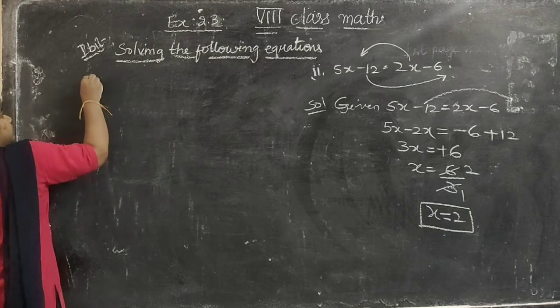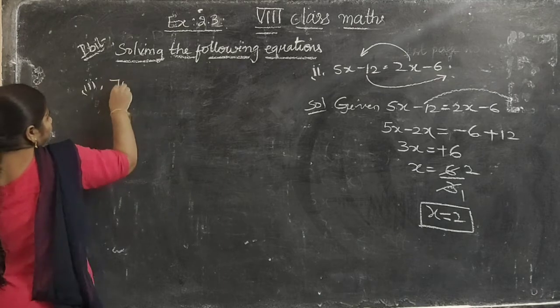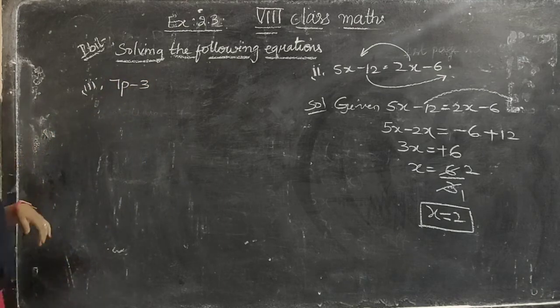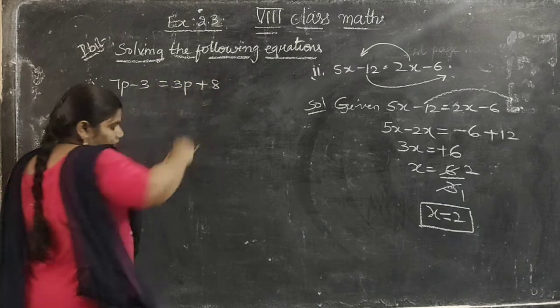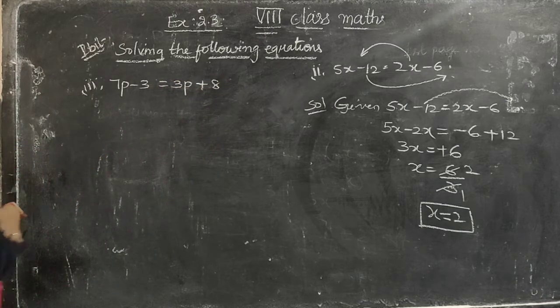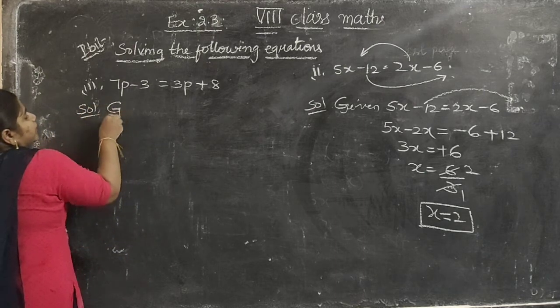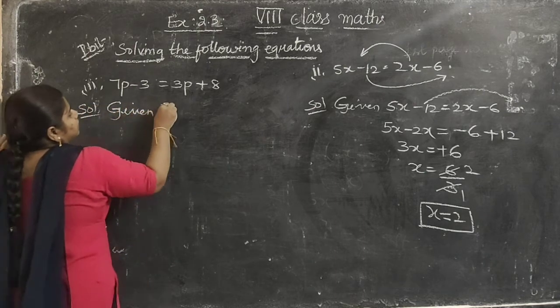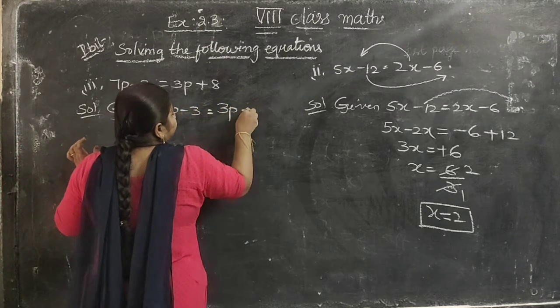Next, the third one. 7p minus 3 is equal to 3p plus 8. So, given 7p minus 3 is equal to 3p plus 8.